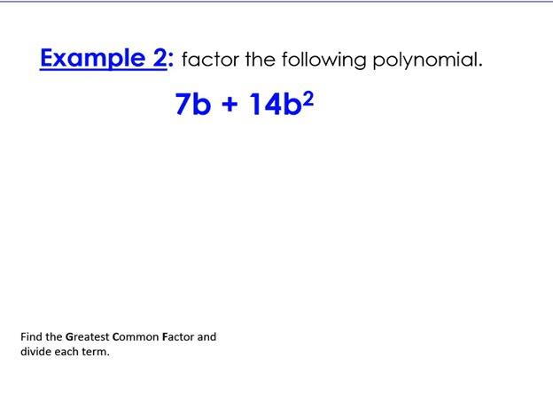So example 2, the biggest number that I can divide by 7 and 14 is a 7. In this case, not only can I take out a 7, but I can also take out a b because both terms have b's in them. But the most b's I can take out is 1 because this one only has 1. I can't take 2 out of this one. So the greatest common factor in this case is 7b.